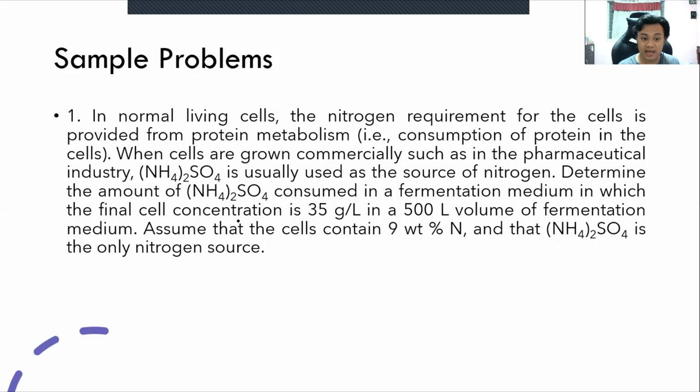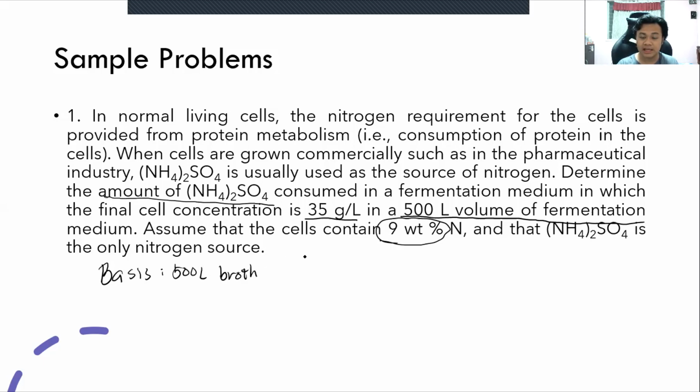So we are asked for the amount of ammonium sulfate consumed. We are also given the volume of the fermentation medium, 500 liters, and its concentration, 35 grams per liter. And in the cells, we also have the 98% nitrogen, which will be used in our calculations later. So we have to have our basis. We are given the volume already, so we will now use the 500 liters of broth as our basis.